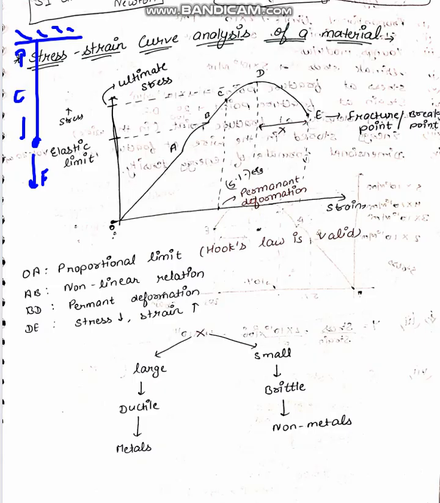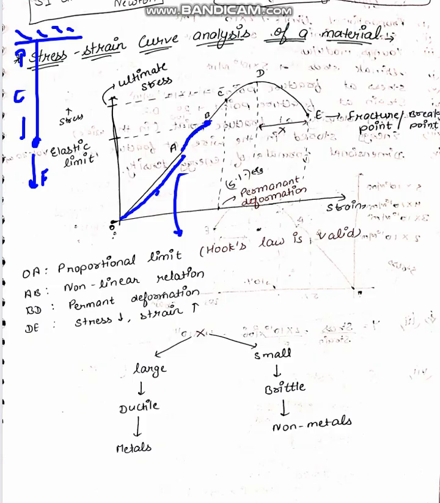We can analyze the things in terms of certain points: O, A, B, C, D and E. You can see that in the region OA, stress is proportional to strain. This is called the proportionality limit. In this limit, Hooke's law is valid. Then there is a curve in the region A to B, which means the graph is not a straight line, so Hooke's law will not be directly applicable to this part. However, up to point B, elasticity remains valid and there is no permanent deformation.